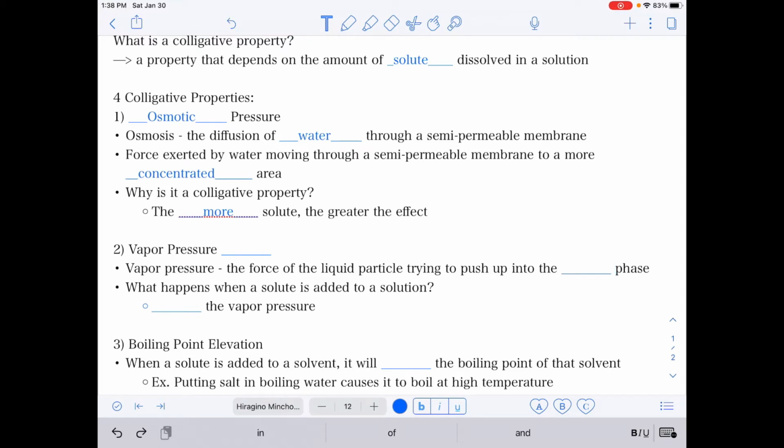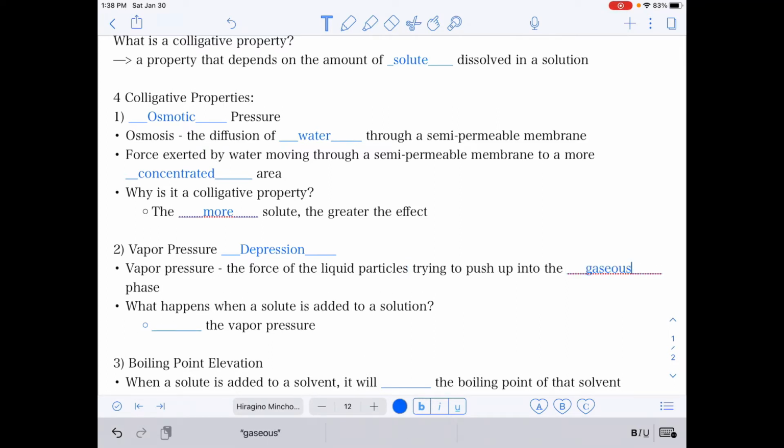So the second colligative property we're going to be talking about is going to be vapor pressure depression. So first, what is vapor pressure? Well, it's a force of the liquid particles trying to push up into the gaseous phase, right? So let's say we added some solute to a solution. What would it do to vapor pressure?